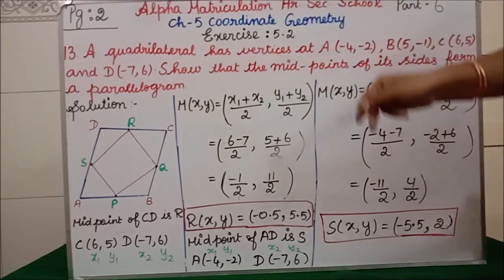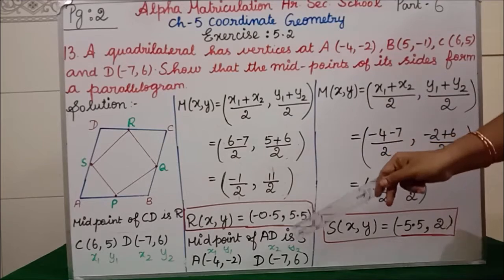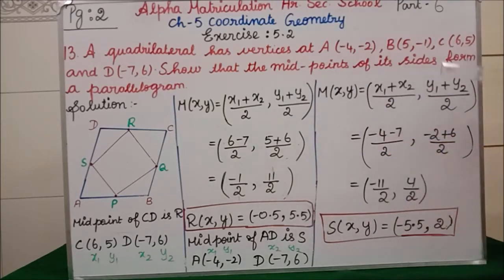Again, midpoint of AD is S. So A point, D point, we are taking the same midpoint formula. x1 value is minus 4, x2 value is minus 7, y1 value is minus 2, y2 value is 6. So minus minus add means minus 11 by 2. Subtract 6 minus 2 is 4 by 2. 11 divided by 2 is minus 5.5. 4 divided by 2 is 2. So the S point we have got is minus 5.5, comma 2.